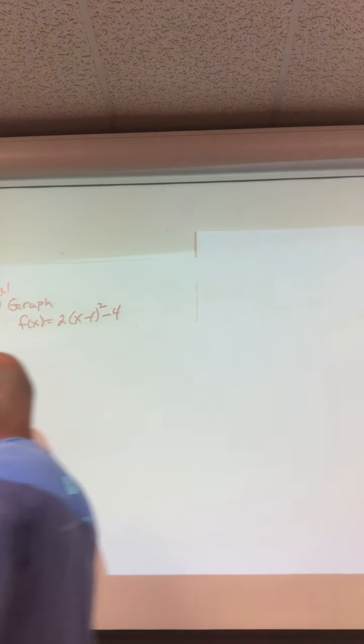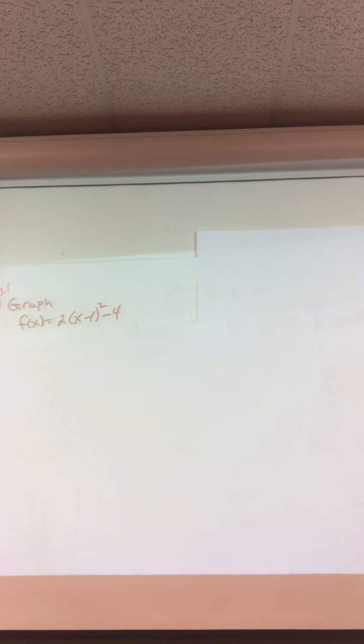Okay, probably last video. All right, a quadratic function, first thing you have to remember is the graph of it is a parabola. If it's a parabola, that means it's a U-shaped graph. And if it's a U-shaped graph, that means that it has a vertex.